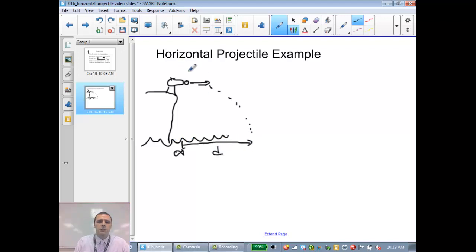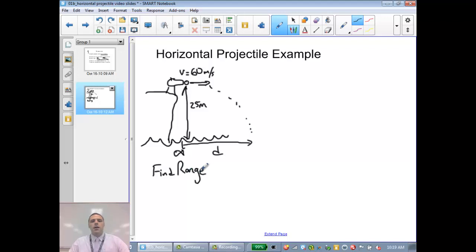Now, a couple bits of information. First is that the horizontal velocity of the cannon ball will be 60 meters per second, and we're going to say that it is 25 meters above its landing point. So what is the range? Well, the objective is to find the range. And this is a horizontal projectile because there is no initial angle here. It's just coming out at an angle of 0 or level to the ground.